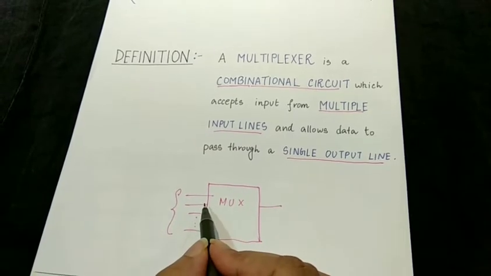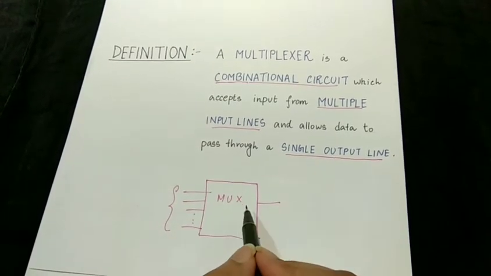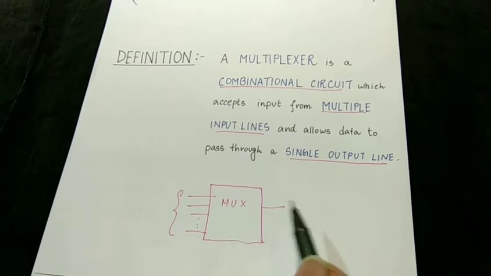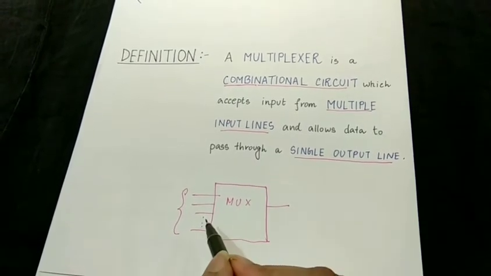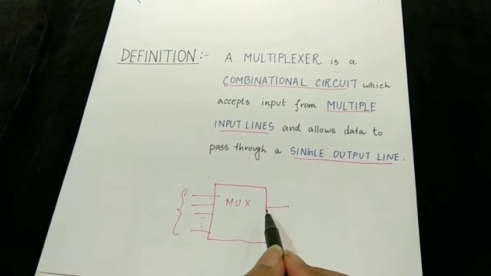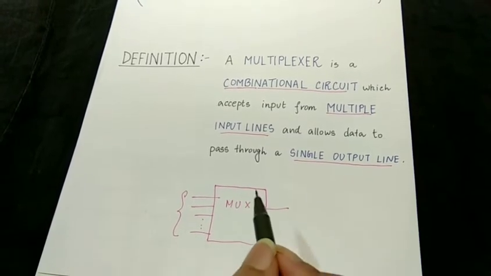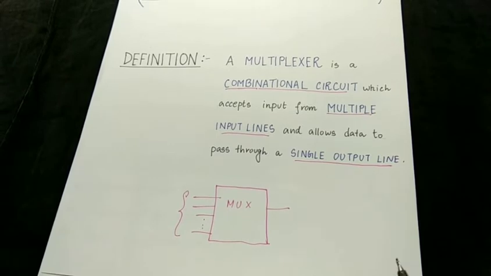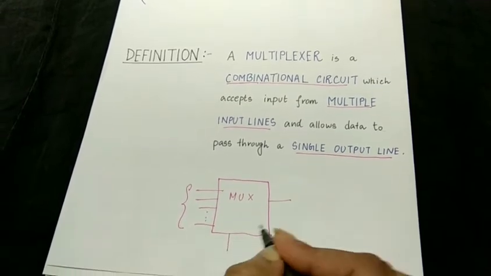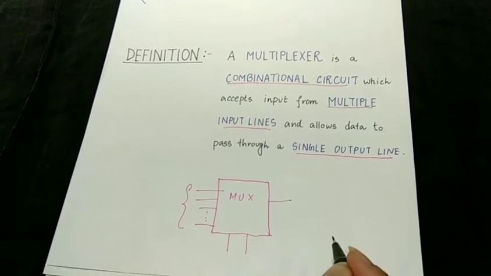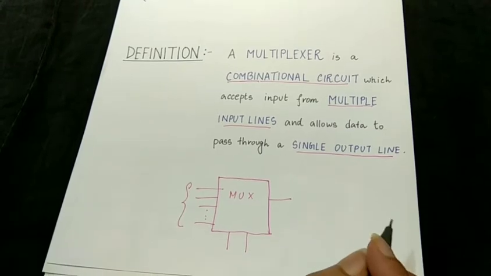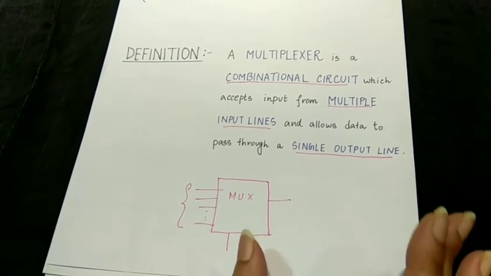Now, as only one input line can be directed to the output at a time, we need a mechanism to decide which input line will be directed to the output at what instant or at what situation. And for such reason, we have some additional input lines which are known as the select lines. So let's see the logical block diagram of a multiplexer to understand it more clearly.